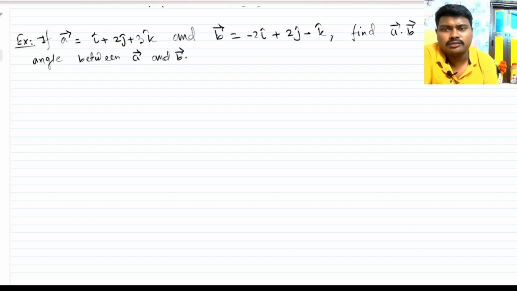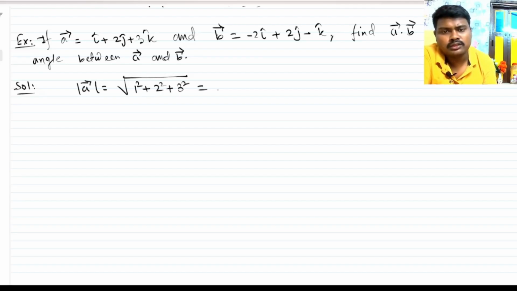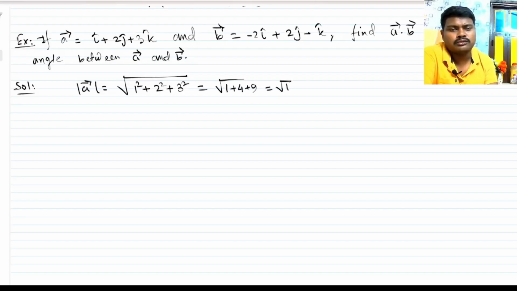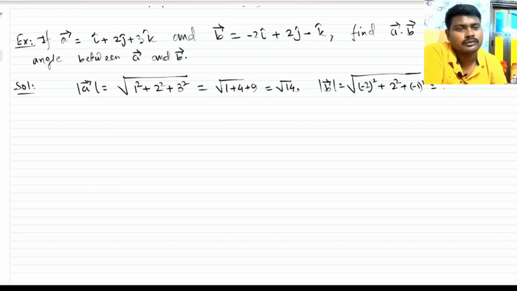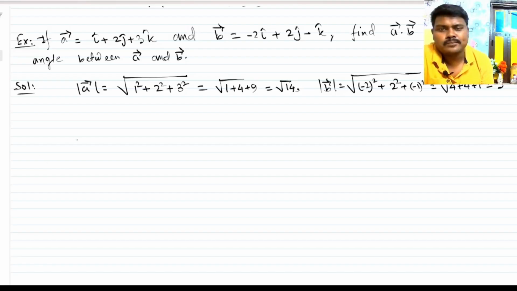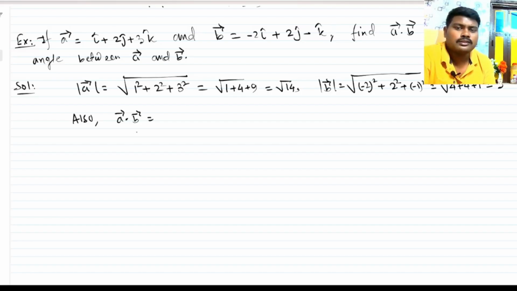Since vector a is already given, mod a equals square root of 1 square plus 2 square plus 3 square, that is square root of 1 plus 4 plus 9, which is equal to 14. And mod b vector equals square root of minus 2 square plus 2 square plus minus 1 square. It is equal to square root of 4 plus 4 plus 1, equal to 3. Also, our first target is to evaluate a dot b.